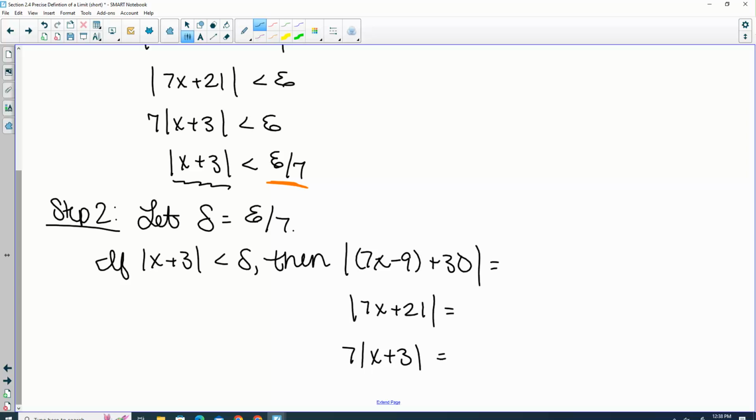But I know the absolute value of x plus 3 is less than delta. So 7 times that would have to be less than 7 delta. So now I have my less than that I needed. Now what do we have to get in here? We just need the epsilon. So 7 times, what's delta? Epsilon over 7, which is our epsilon. And that was what we needed to finish it.